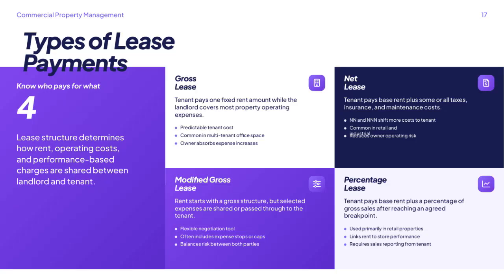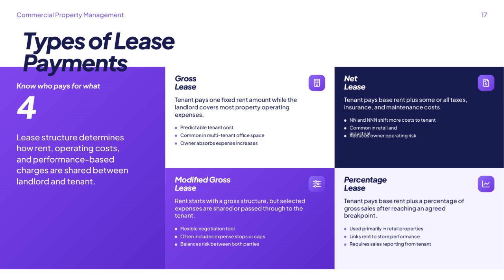The lease structure is a key factor in determining how rent, operating costs, and performance-based charges are divided between the landlord and tenant. It's essential to clearly understand who is responsible for which payments. Starting with a gross lease, the tenant pays a single fixed rent amount, while the landlord takes care of most property operating expenses. This arrangement offers predictable costs for the tenant and is commonly used in multi-tenant office buildings. One thing to note is that the owner absorbs any increases in operating expenses.